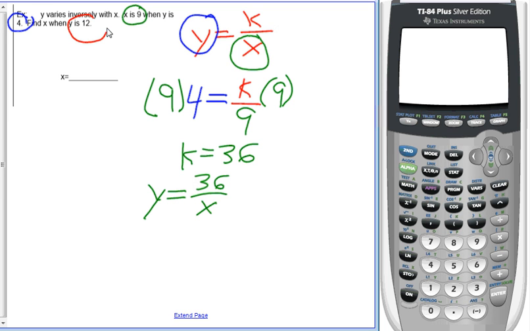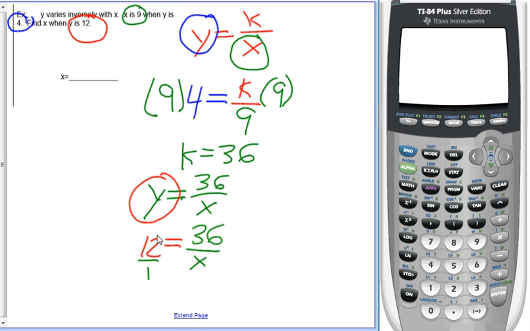So I'm here, y is 12, and I have a y value here. So I'm going to substitute 12 equals 36 over x. So to solve this problem, the easiest way to solve it is to turn it into a proportion and then cross multiply.